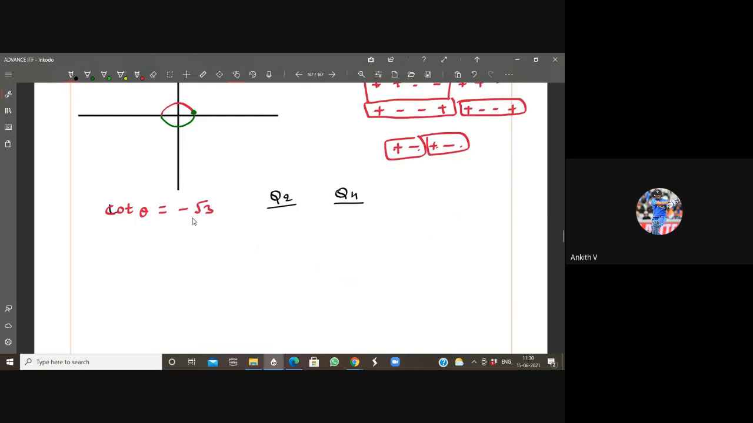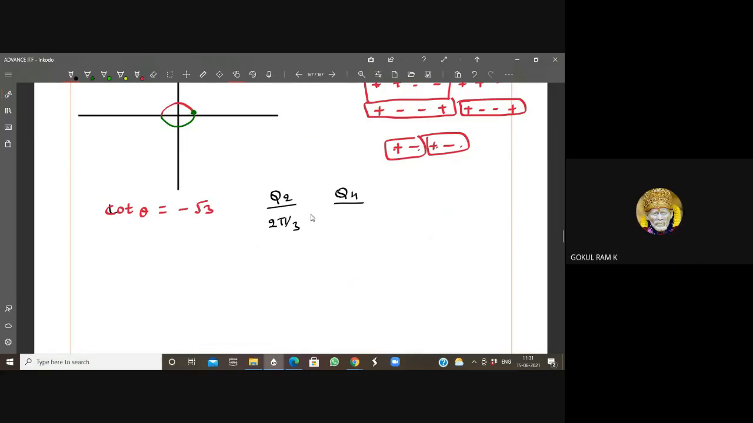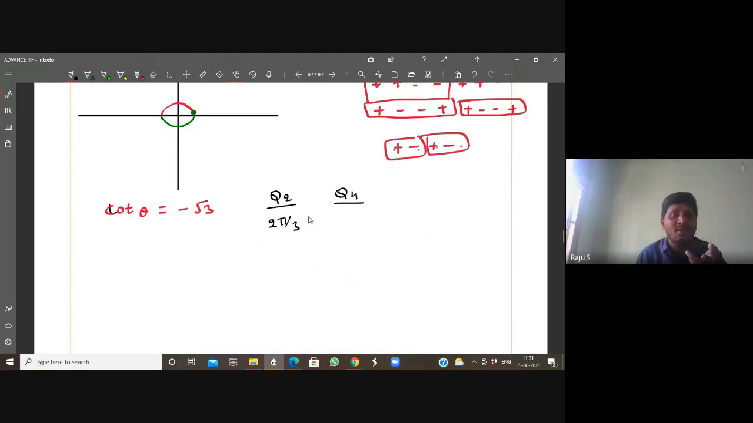For what value of theta? 120, sir, 2 pi by 3. Is it 120? What is the value of cot 60? It is 1 by root 3. Then cot 120 is also 1 by root 3, not minus root 3. It is sometimes difficult to say the value directly.